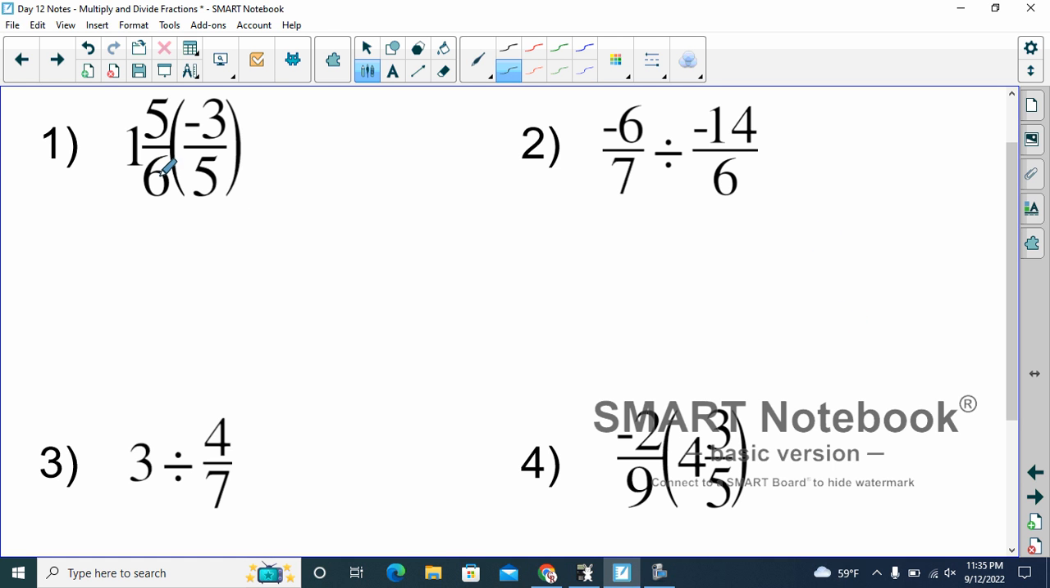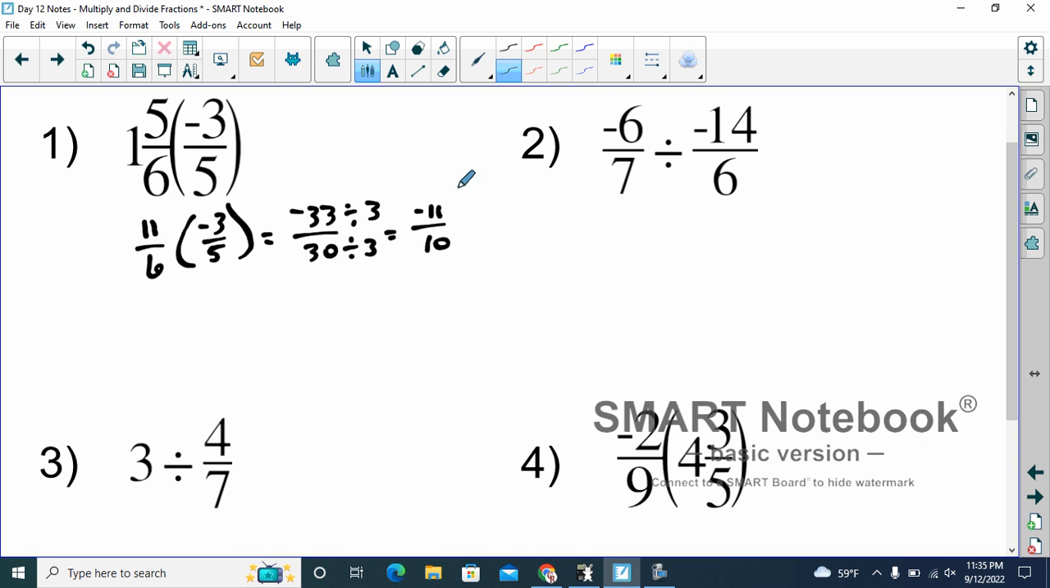Number 1, change to an improper fraction. 6 times 1 is 6, plus 5 is 11. It's a multiplication problem, so we multiply across. 11 times negative 3, 6 times 5. 3 and 6 could be reduced, so I can divide this. I do want to divide them both by 3, giving me negative 11 over 10.